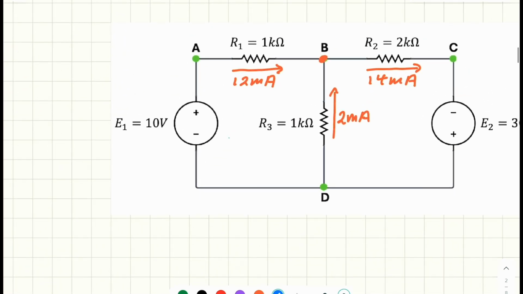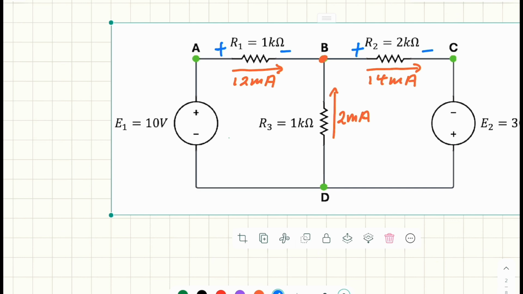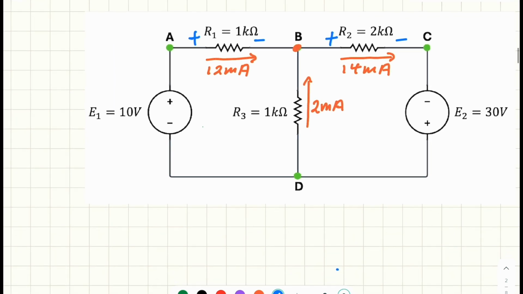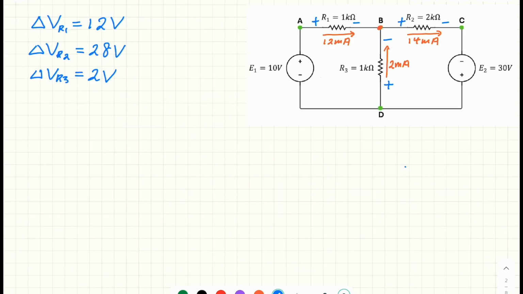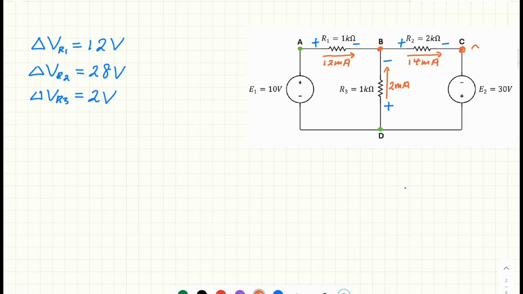Let's also mark which side is high, which side is low. For R1, this is high, this is low. R2, high, low. R3, because now we know the current is from D to B, the potential here must be high, and this is low. Let's consider if node C is ground, it means the potential at C is forced to be 0. So this point here will become 0.